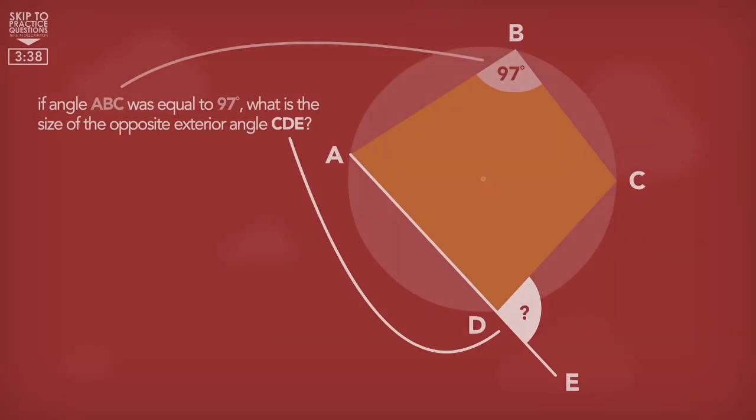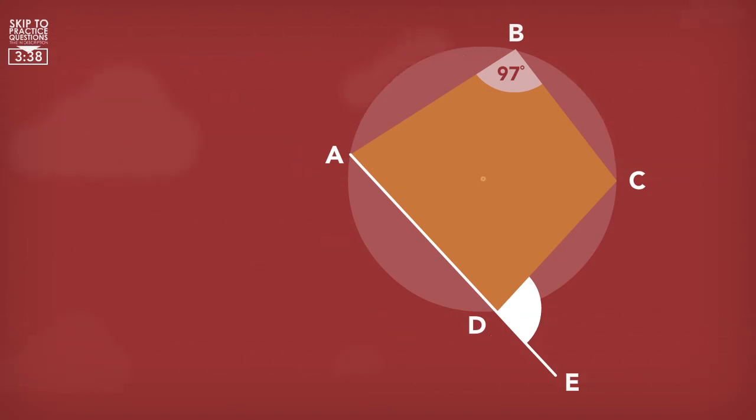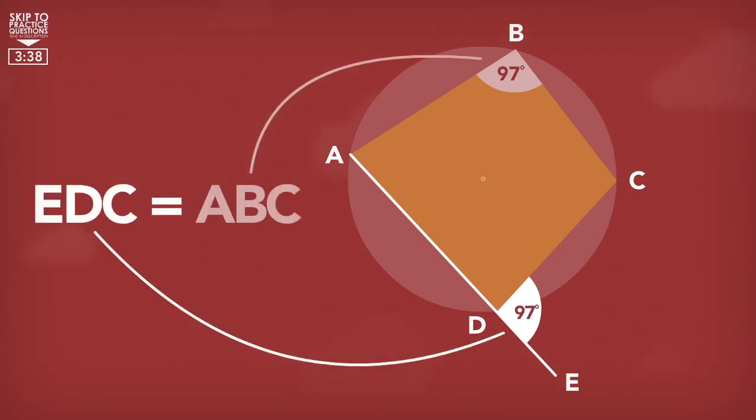For example, if angle ABC was equal to 97 degrees, what is the size of the opposite exterior angle CDE? Since ABC equals 97 degrees, then the opposite exterior angle must equal 97 degrees. It's the same as the exterior angle as it is on the straight line.